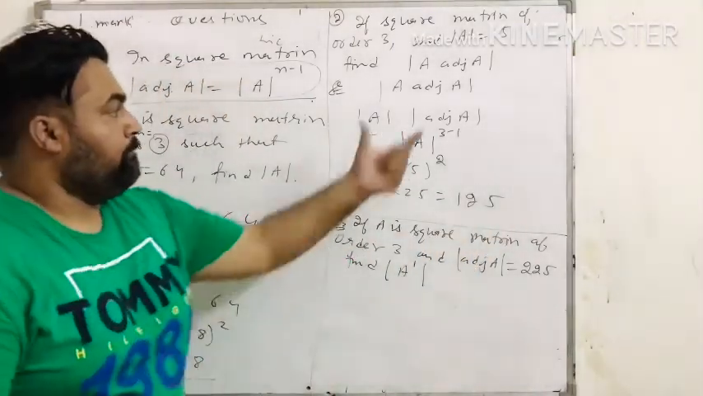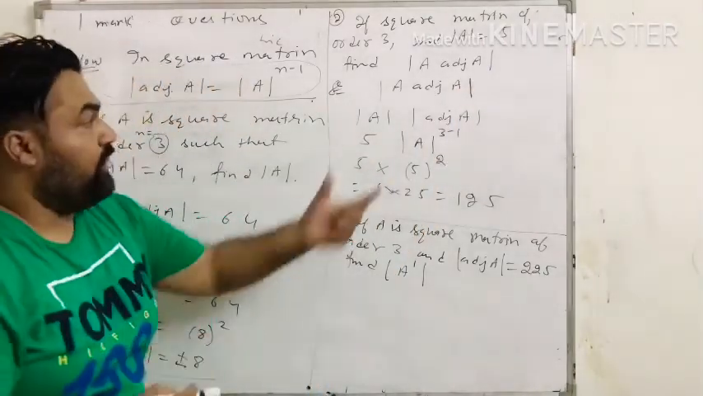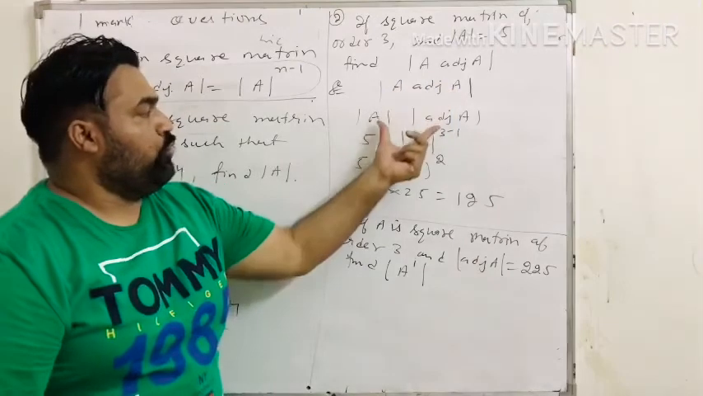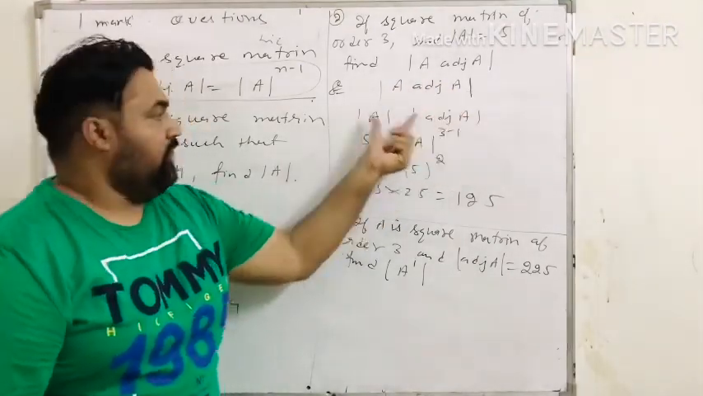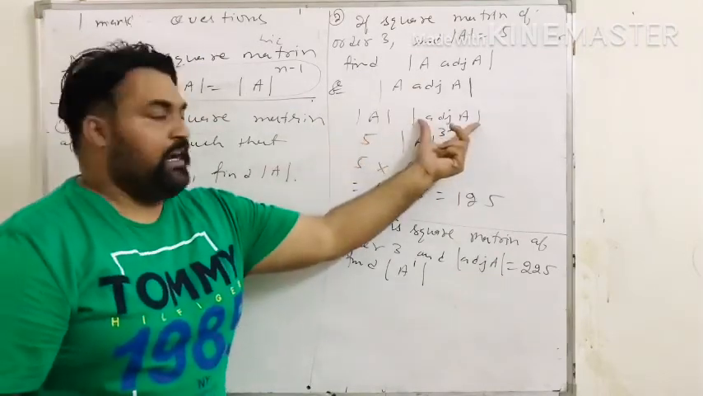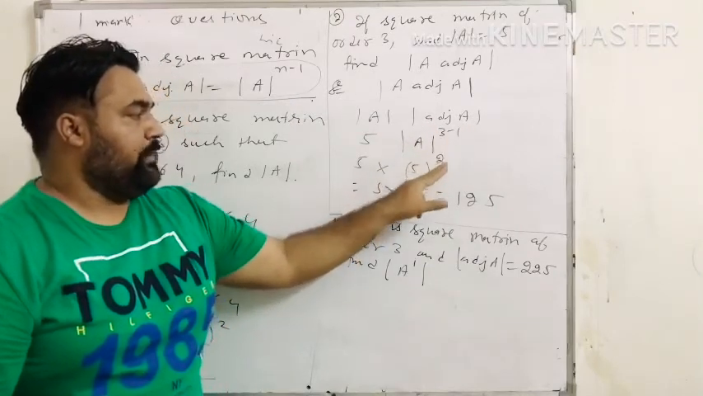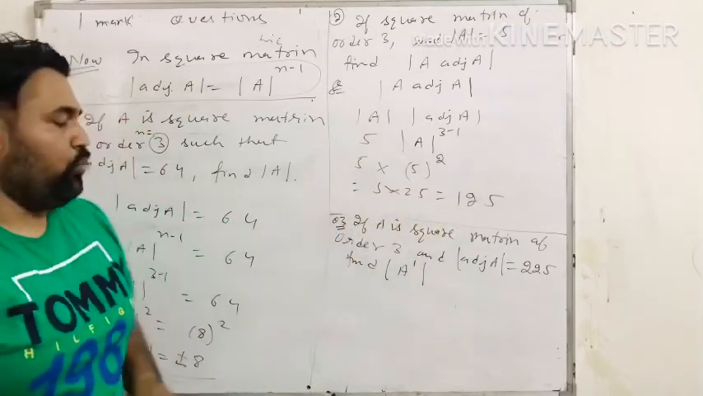I repeat, we have to find the determinant of A into adjoint A. We separate the expression into two parts, determinant A and determinant of adjoint A. The value of determinant A is given as 5, and the formula for the determinant of adjoint A is determinant of A raised to power n minus 1, n is 3. So 3 minus 1 is 2. Determinant of A is 5, 5 squared is 25, 5 into 25 is 125.